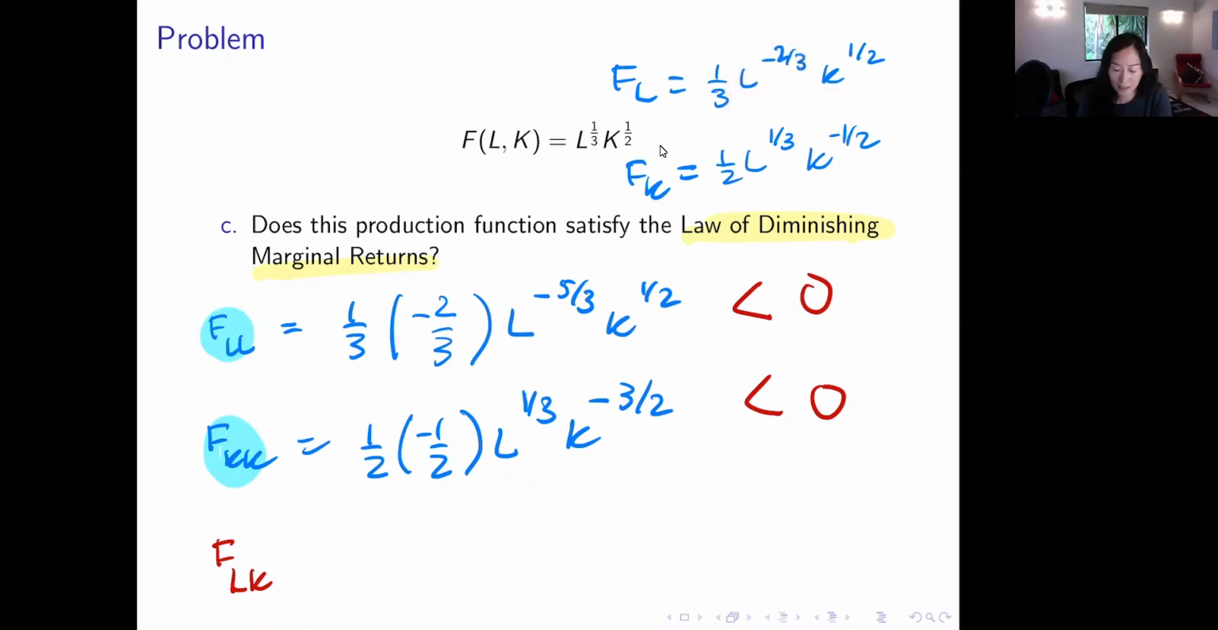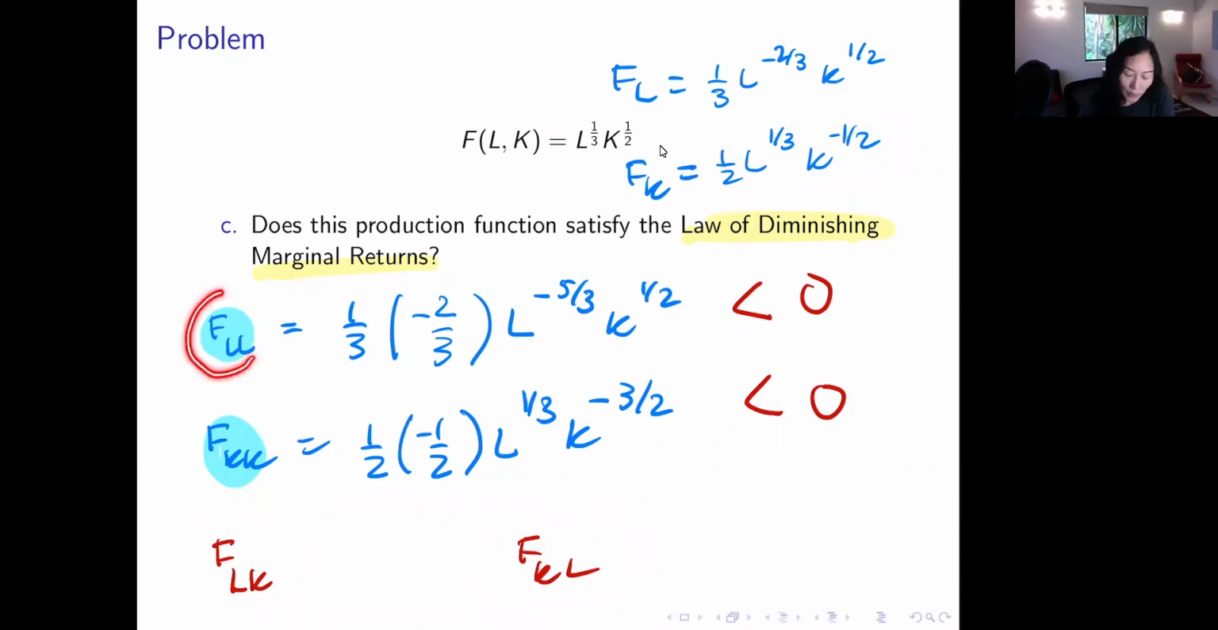Or I can take the derivative FKL, which is this function with respect to L, so K is now a constant. In this particular production function, you either take this function with respect to K or this function with respect to L, and they give you the same function. And this function is called the cross price effect.